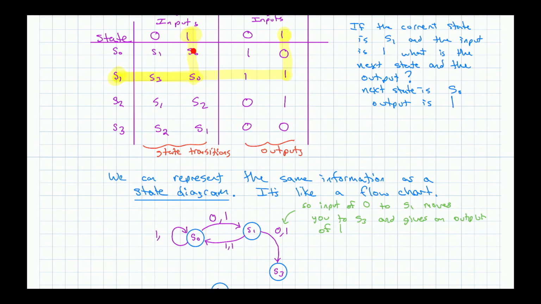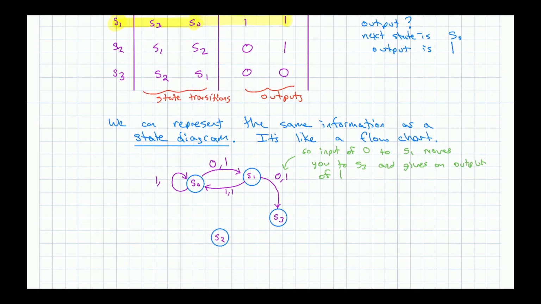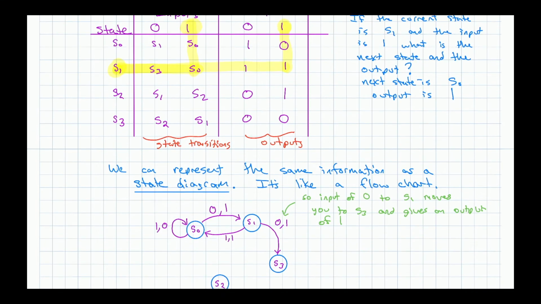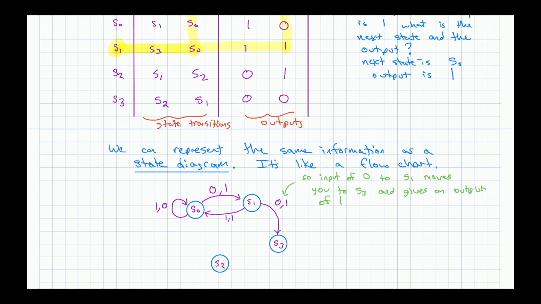Input 1 does this. Also, what's the output for that? Well, S0 and 1, 1 is here, gives you an output of 0. So that's 1, 0 there. All right, so that's your first row. Second row. Well, we actually did the second row already, didn't we? So we're done with the second row.